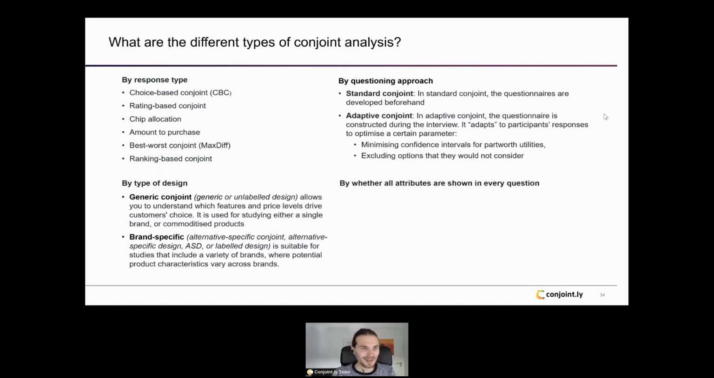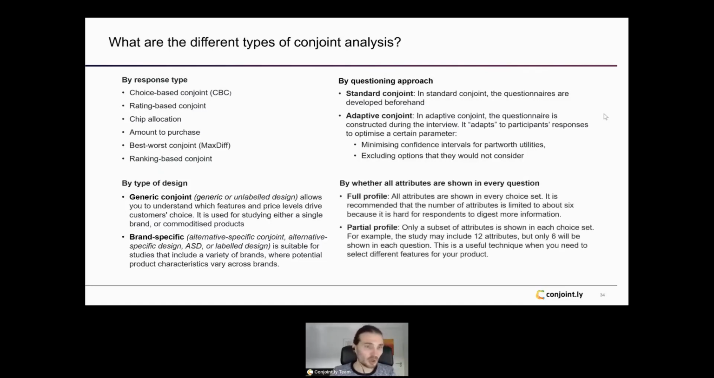Then finally, how many attributes you show per combination. You can do the full profile. This is showing all attributes in every single choice set. However, as I mentioned, sometimes you might have more than 7 attributes. So let's say in this example you have 12. Then it's a very good idea to show only 5 attributes at the same time. That means we have to make more combinations, so you'll need a bigger sample size, but it does mean you get a more accurate answer based off of the attributes you do show.